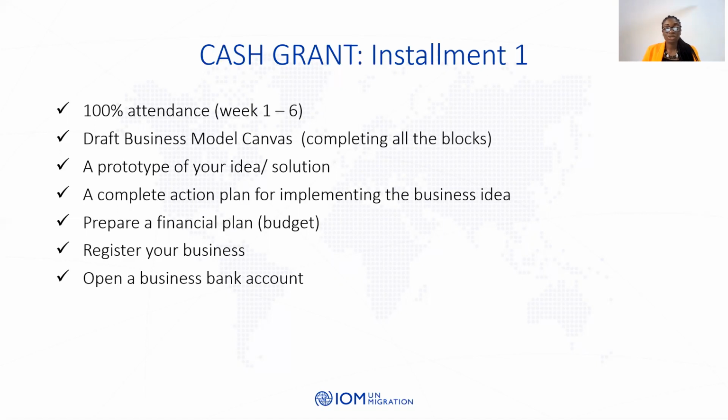So the first thing is we need 100% attendance throughout week 1 to week 6, including week 7. So you must have attended all your sessions. And if you've been attending the sessions, you will be aware that attendance is being taken. So the reason for that attendance is because it's one of the requirements to disbursing the cash grant. So you need to have been attending all of your sessions.